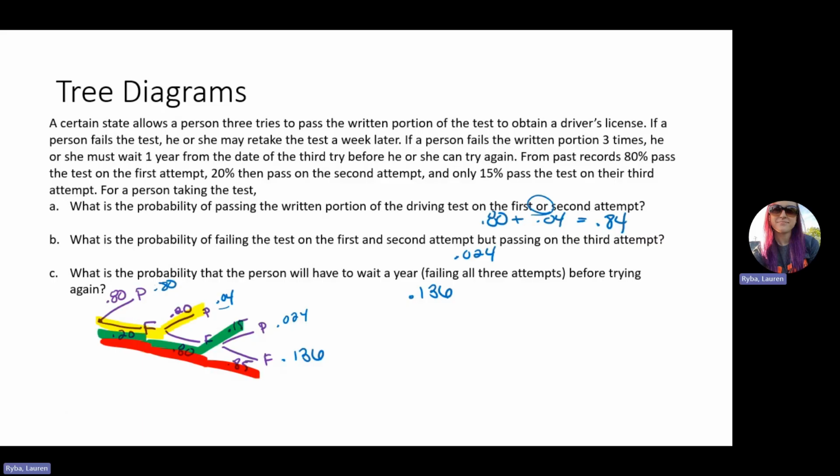You see how a tree diagram can help with situations like this where we are making multiple attempts or multiple decisions.